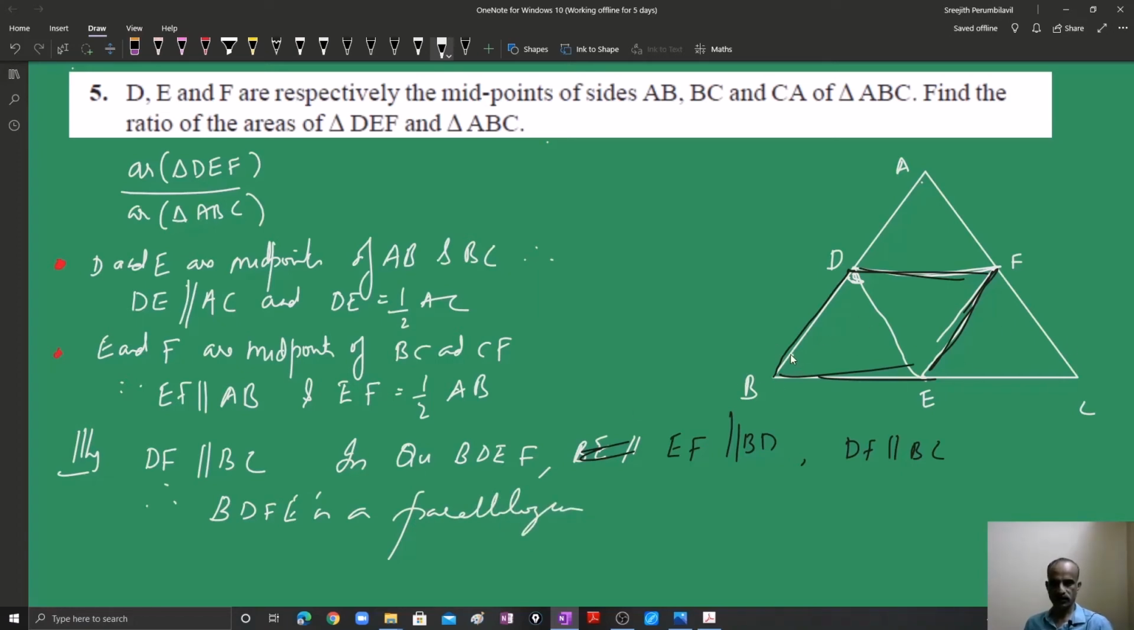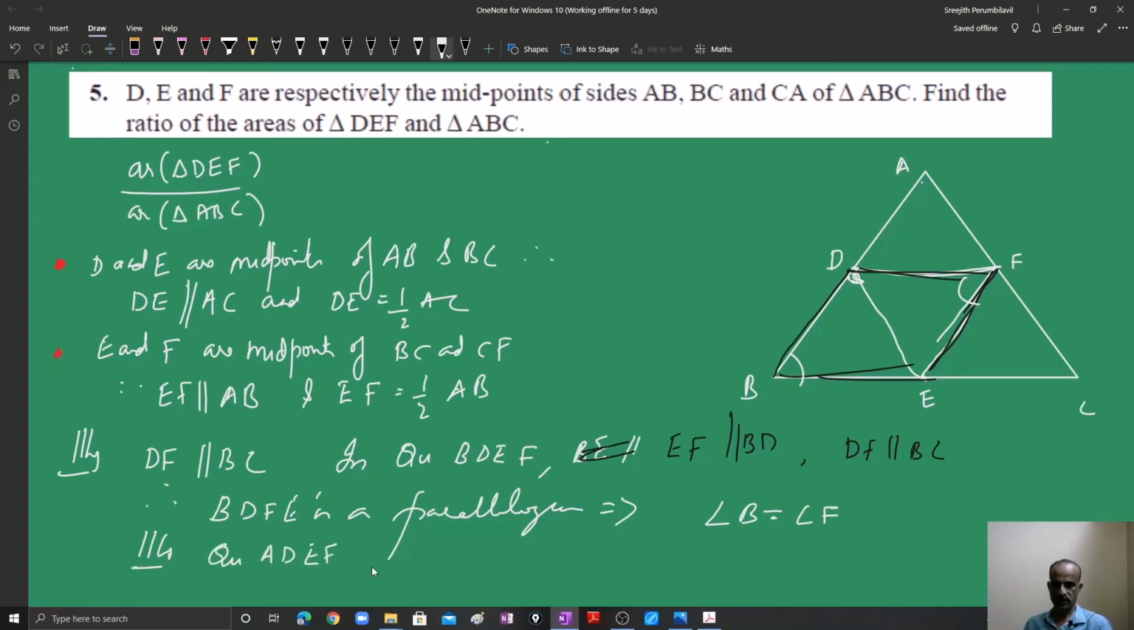BDF is a parallelogram. Therefore, the opposite angles are equal. What are equal? These two are equal. Similarly, this implies that angle B is equal to angle F. Similarly, we can say that this one also. What is the other figure? This is the figure.